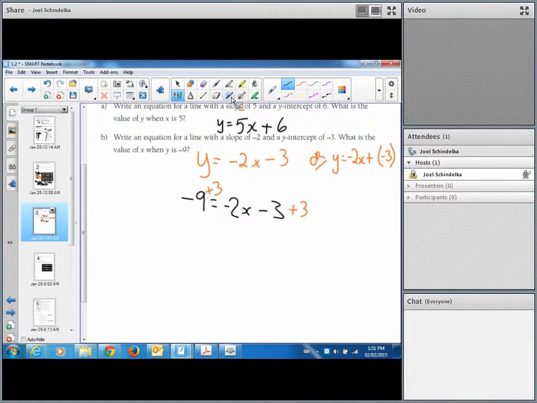Then what? Well, negative 9 plus 3. If you're not familiar with integers, negative numbers, use your calculator. But minus 9 plus 3, negative 6 is what you get there.